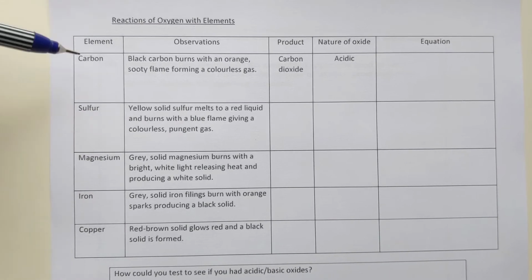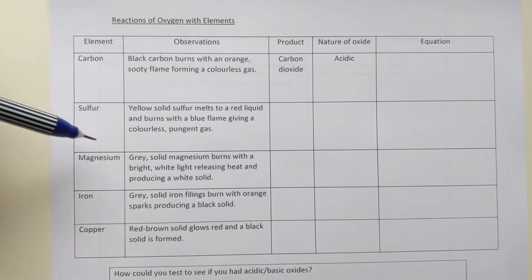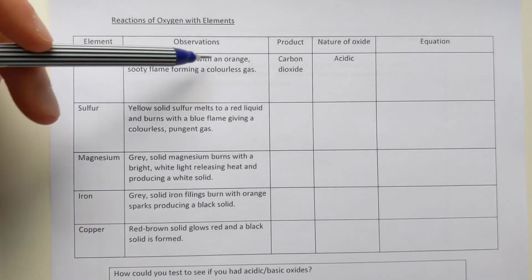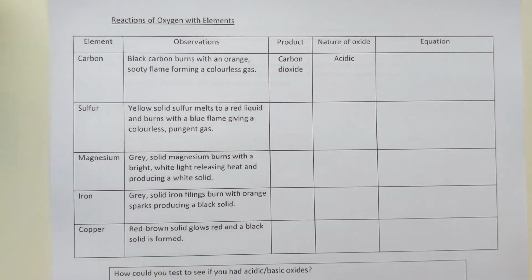So the 5 elements we've got: 2 non-metals, carbon and sulfur, they're on the right side of the periodic table. Then you've got 3 metals, magnesium, iron and copper. So we'll break it down in chunks. The first thing to worry about, we'll come back to the observations in a second, is what you make.